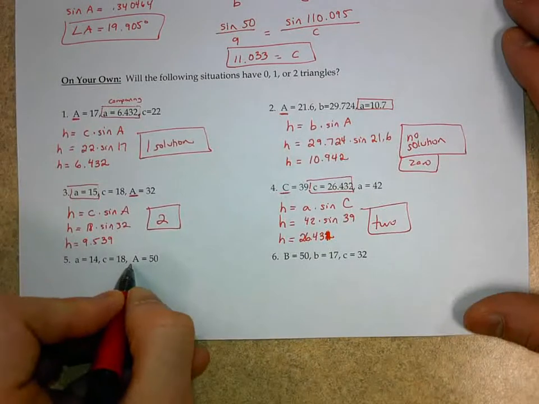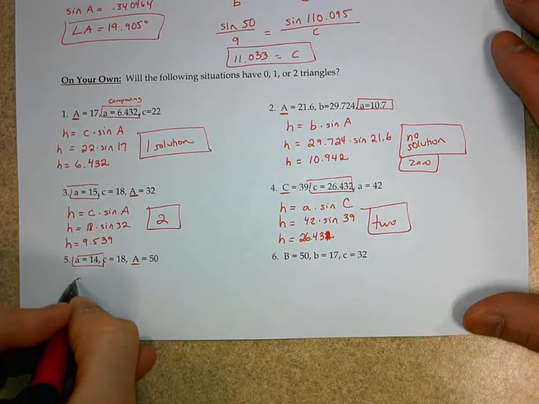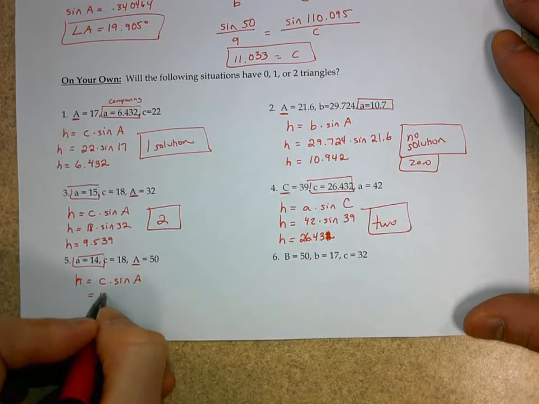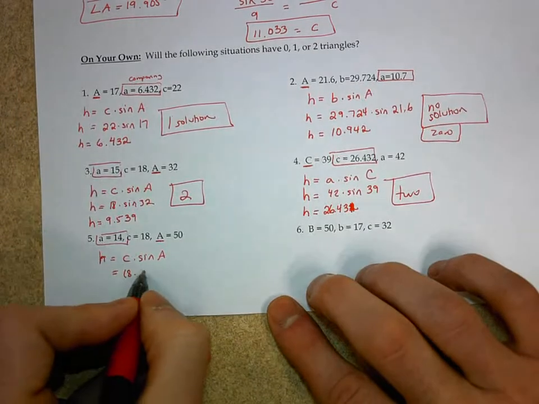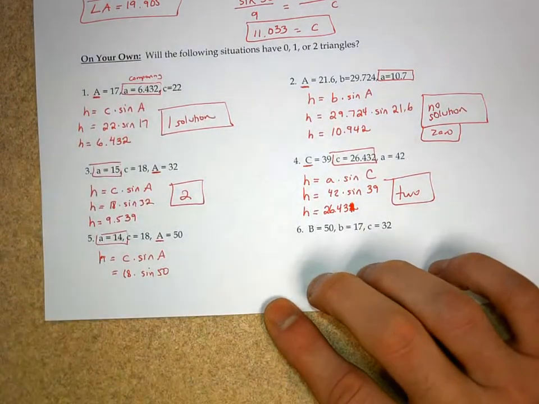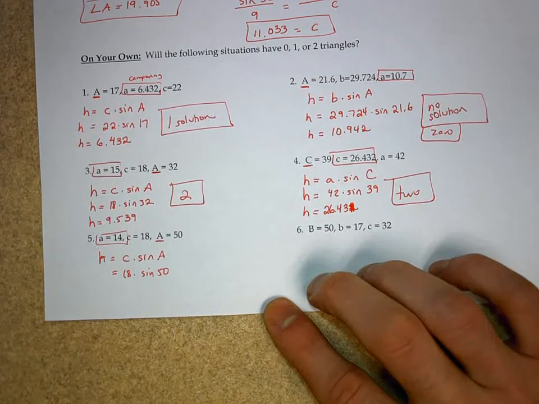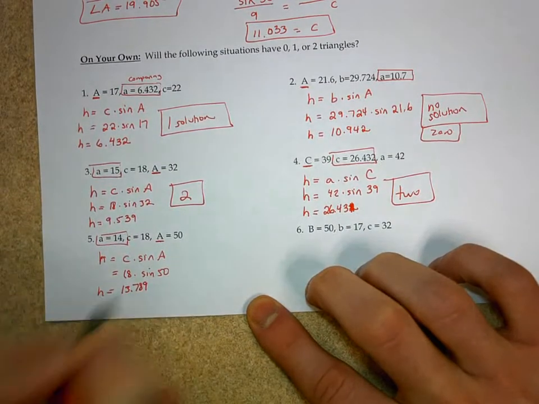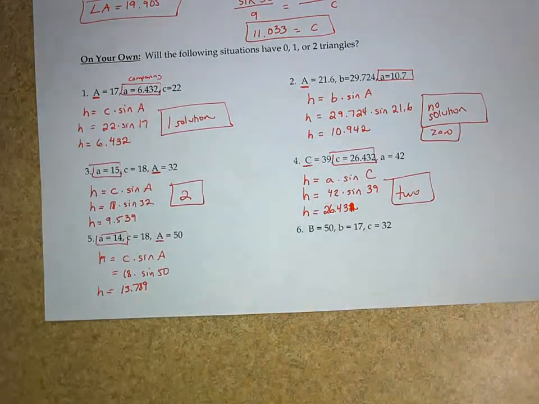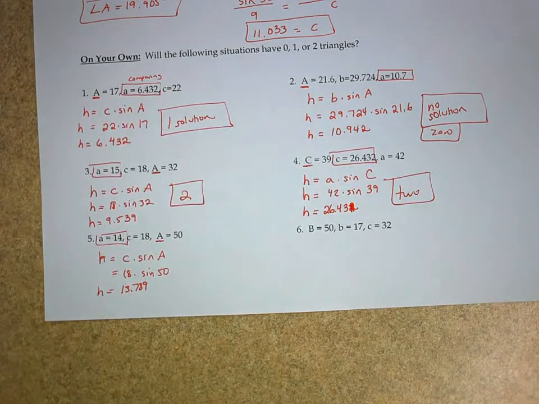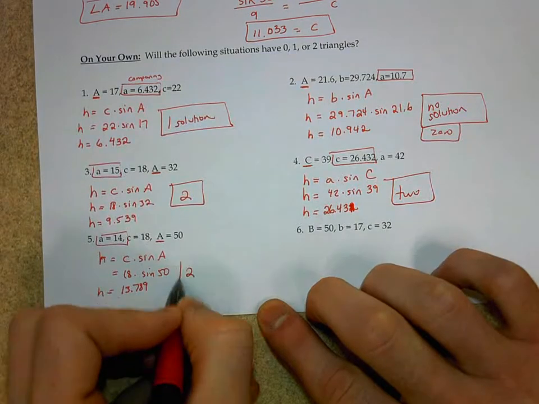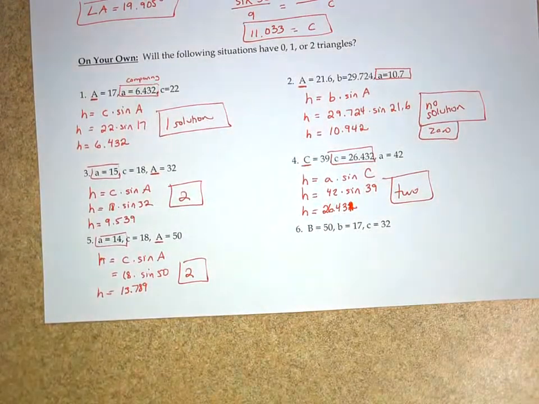Number 5 here, I've got angle A, so I'm comparing it to side A. So my height is going to be C times the sine of A. So we've got 18 times the sine of 50. The h is about 13.789. Do I have enough in order to complete the triangle? And the answer is yes. This side is shorter than side C, so I'm going to have 2 triangles once again.